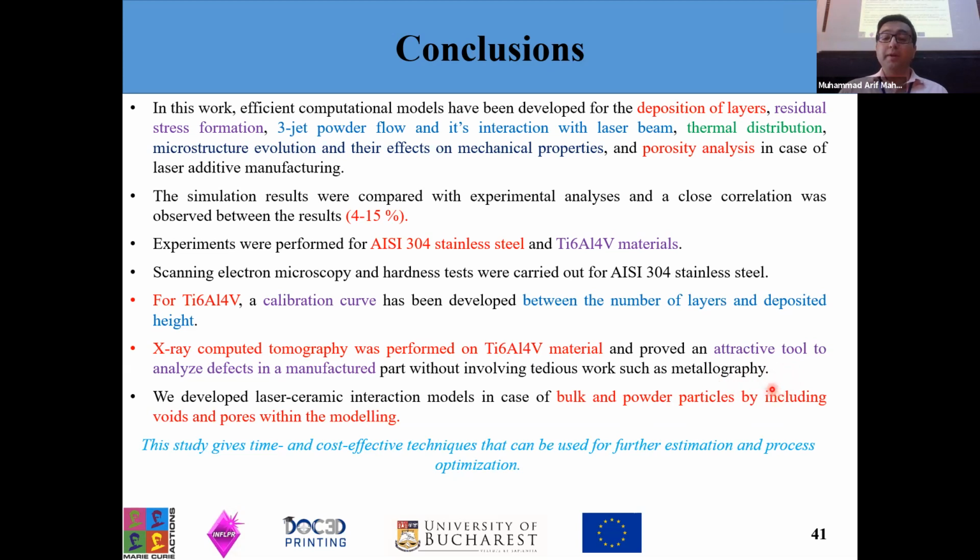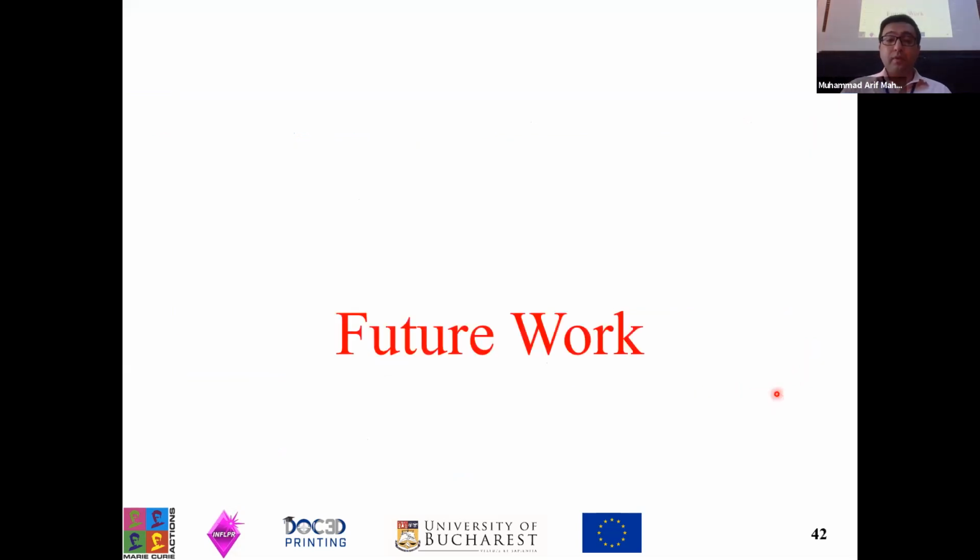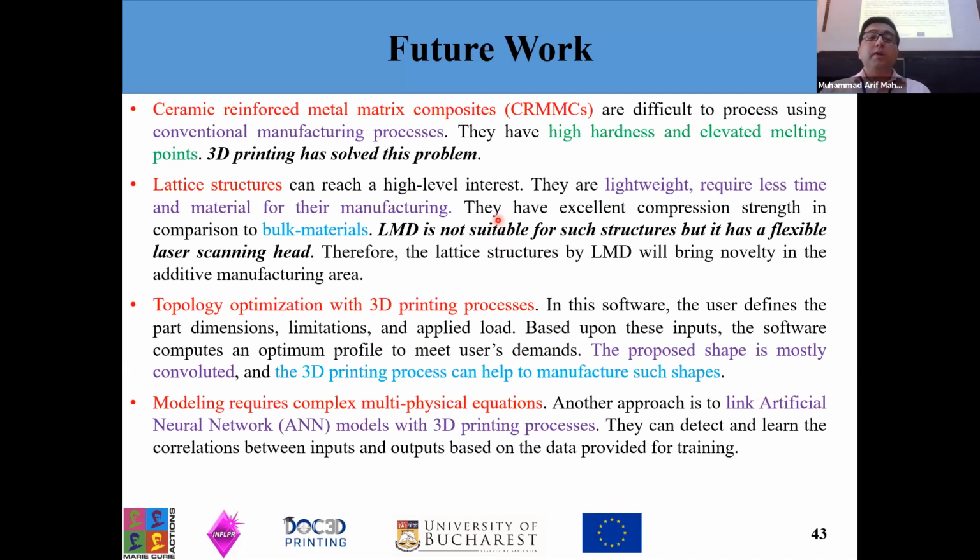And for the future work, we will work on ceramic reinforced metal matrix composites. So this is actually a mixture of the ceramics and the metallic powder particles, and we mix and print. So up to now, there are some conventional manufacturing processes, but they need some post-processing techniques as well, which are very difficult using traditional techniques. So one of the solutions is to print them using laser melting deposition.